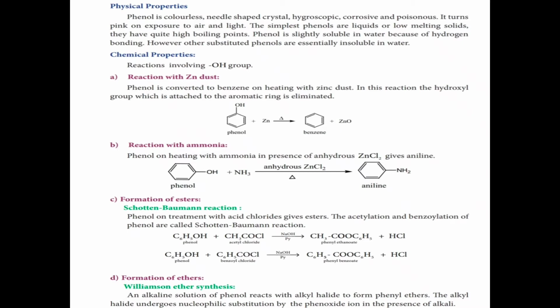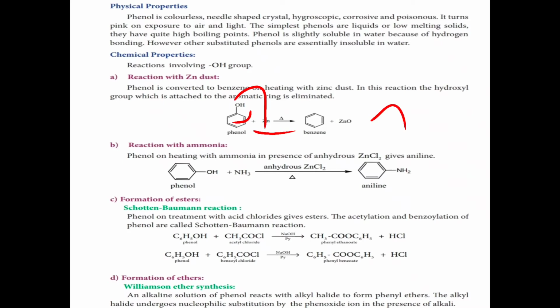Phenol is converted to benzene on heating with zinc dust. In this reaction, the hydroxyl group which is attached to the aromatic ring is eliminated. See here, OH, the hydrogen is going to that position on the ring. The oxygen is combined with zinc to form zinc oxide.